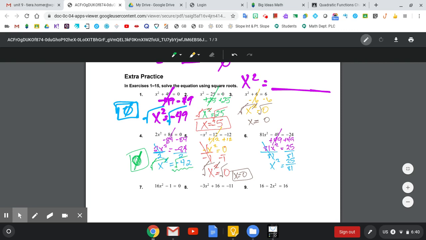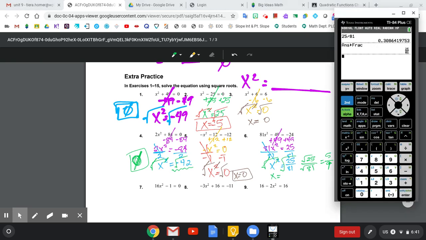We still have the squared attached to that x. So the next step we're going to do is we're going to get rid of that squared by taking the square root. So square root and squared will cancel each other out, leaving us with just an x over here. Then you have a few options here. This square root of 25 over 81, you can rewrite as the square root of 25 over the square root of 81. You can separate them because you should know the square root of 25 is 5 and the square root of 81 is 9.